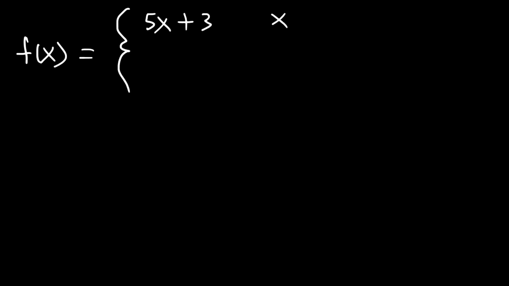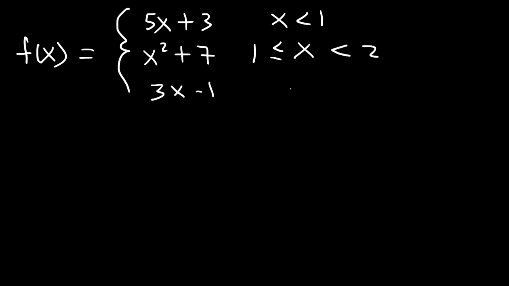Something else that you'll see in calc are piecewise functions. So this is basically a function that is broken into pieces or different parts. So the function is going to equal 5x plus 3 only when x is less than 1. And it's going to equal x squared plus 7 when x is equal to or greater than 1 but less than 2. And it's going to equal 3x minus 1 when x is equal to or greater than 2. So what I want you to do is identify any points of discontinuity or tell me when it's continuous using limits.